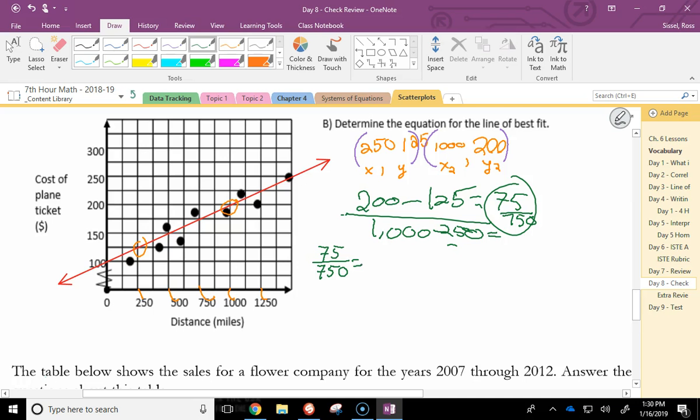Really close to the same number, right? I see a 75 and I see 750. So, we are going to divide by that 75. What would be 75 divided by 75? Okay, so that's going to be your numerator, all over... And what is 750 divided by 75?